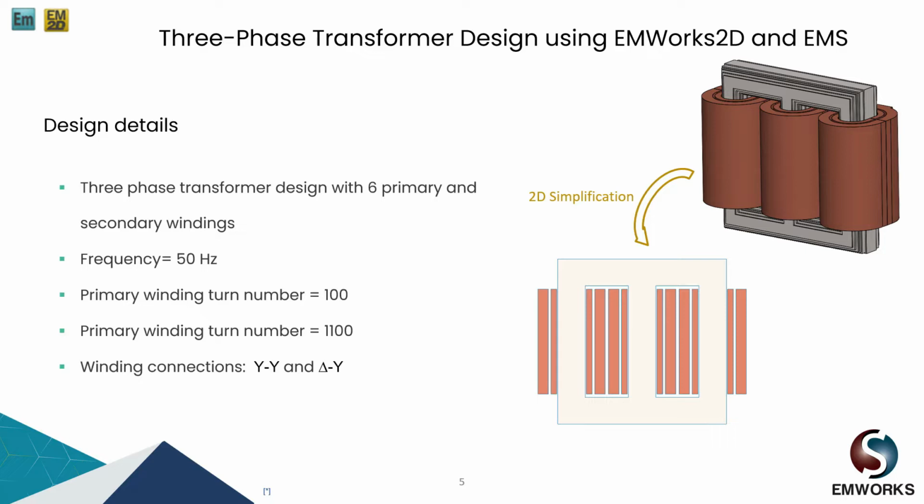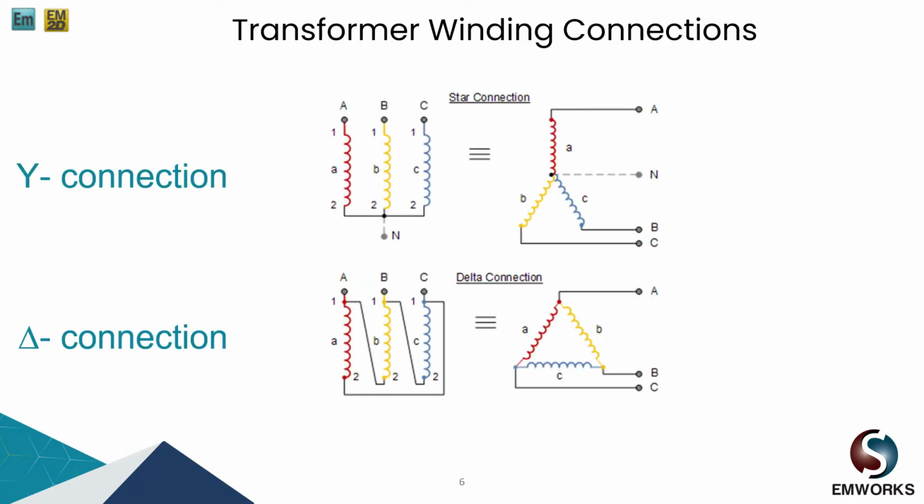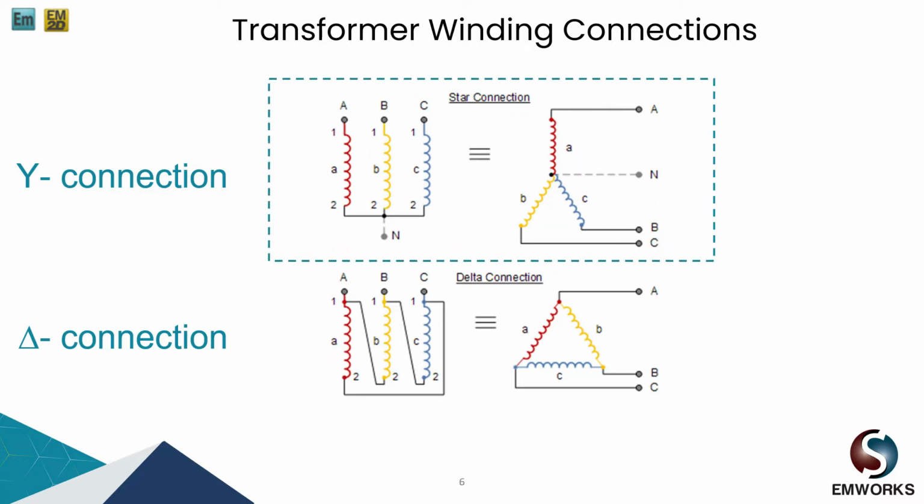Okay, so these are the connections. I mean, the Y connection is shown here, and the delta connection is also shown. So as you can see at the top figure, we will be starting our simulation using a Y connection on both sides, primary and secondary, of the transformer.